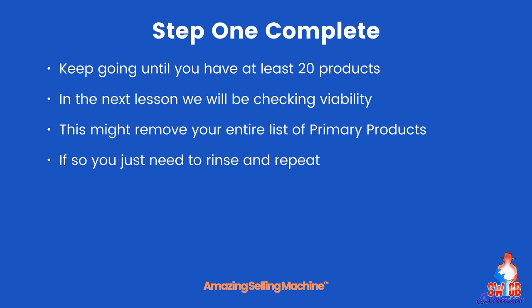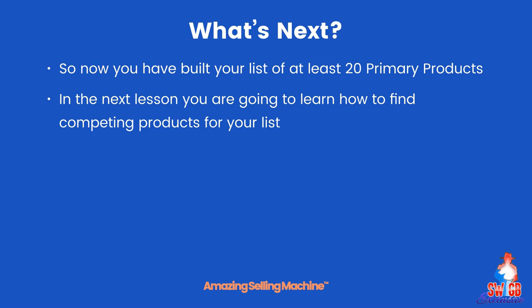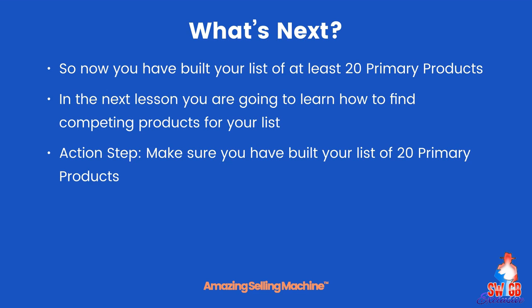The more you do this, the faster you'll get at it, but also the better you'll get at recognizing opportunities. So now you've built your list of at least 20 primary products. In the next lesson, you're going to learn how to find competing products for each of your primary products for your list. So your action step, make sure you have built your list of at least 20 primary products.